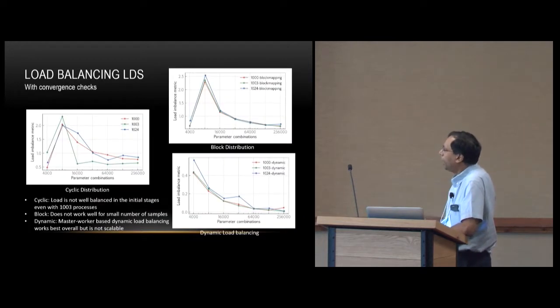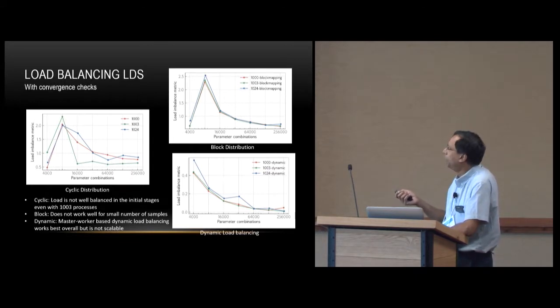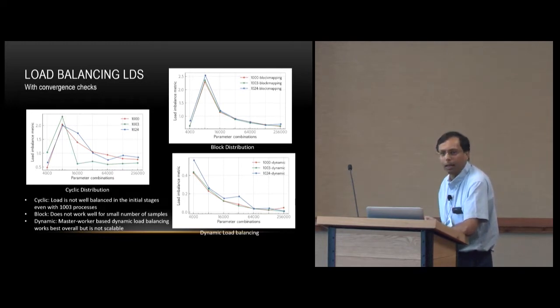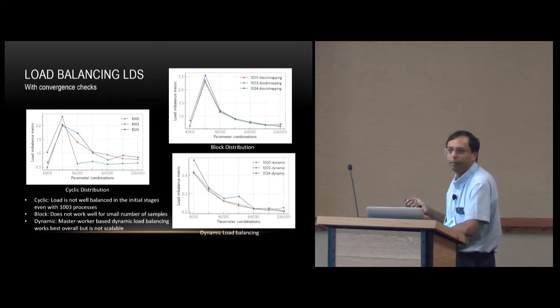There is also the case where you normally don't know how many points you're going to generate. Rather, you do convergence checks periodically. So in that case, it becomes a little bit more complex. I will maybe not talk too much in detail, but the basic idea is that you can use a cyclic distribution or block distribution, and each of those has different characteristics.